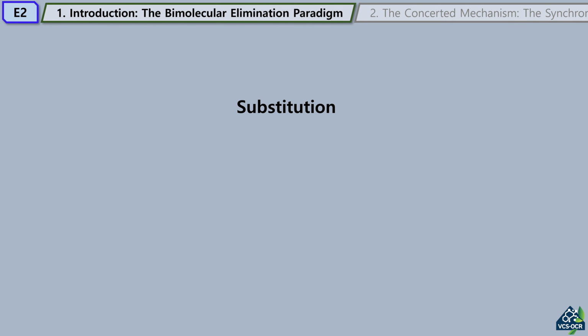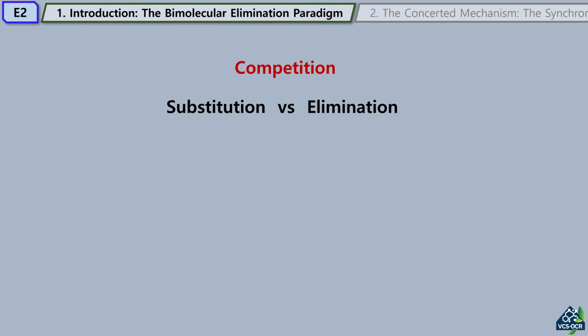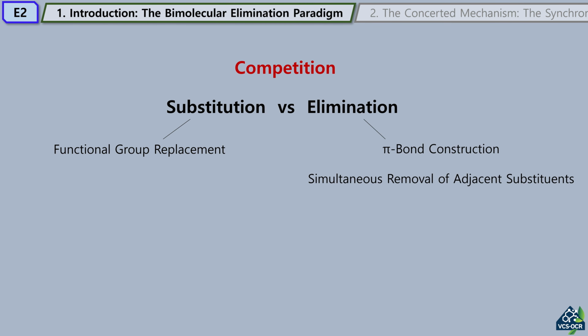But to design a truly effective synthesis, you must master the pathway that's always in competition with it. In this lesson, we're going to dive deep and master the E2 mechanism, also known as bimolecular elimination. While substitution replaces one functional group with another, elimination constructs a new structural motif, the pi bond, by the simultaneous removal of two substituents from adjacent carbon atoms.